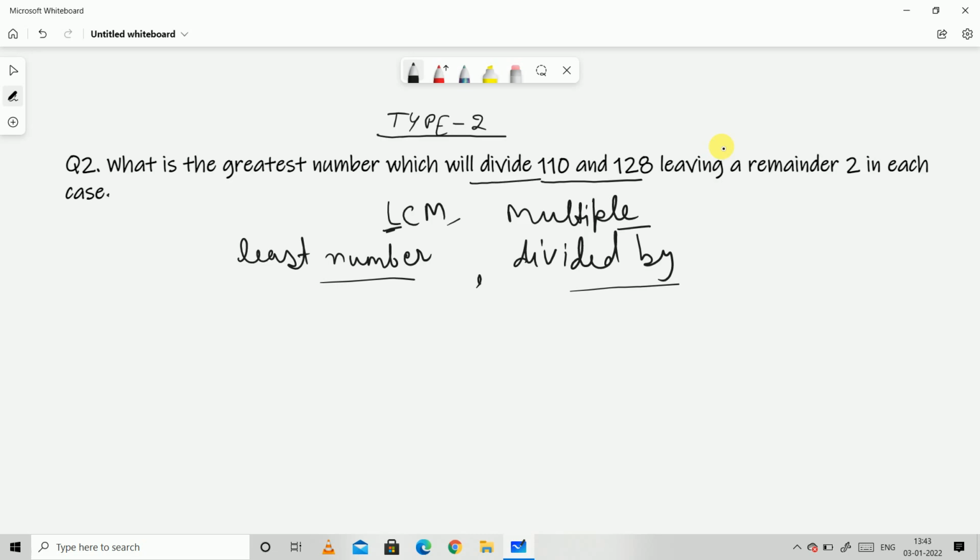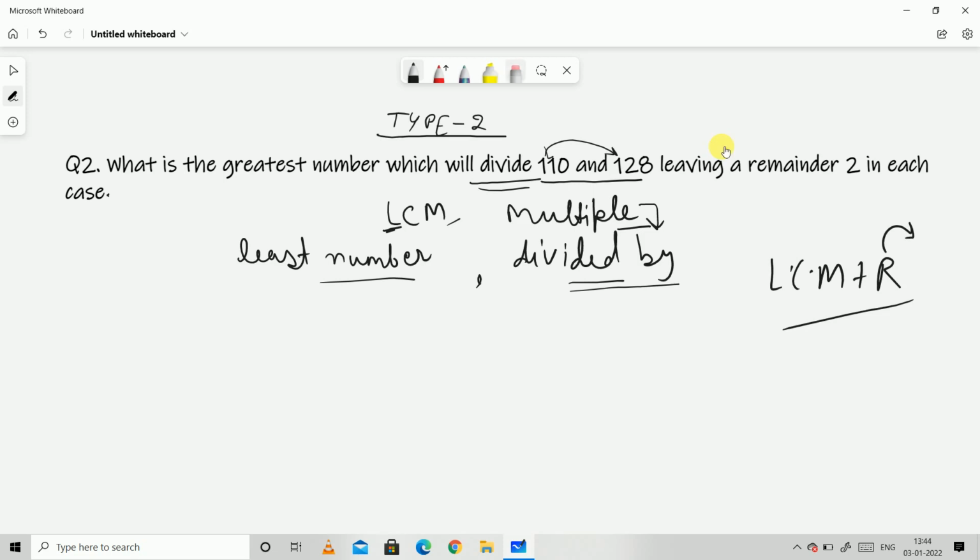In case of LCM, it used to be "divided by", but in case of HCF, it is "divide". It will divide these numbers, because here we are talking about factors. A factor is a divisor of the numbers, while a multiple was a number which was divided by the numbers. Okay, so that is the difference. And there we had seen the least number divided by the given numbers leaving some remainder. What we used to do? We used to do LCM plus the remainder to get the answer. So the remainder was always left out as the extra part.